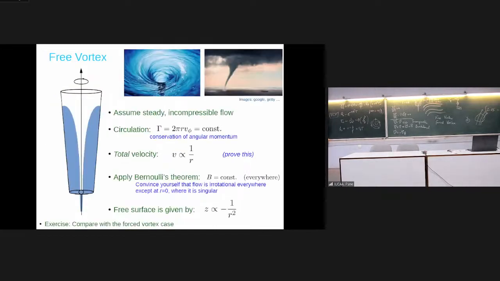So what is the circulation about this axis? Simply 2 pi r times v phi, whatever is the v phi. That must be a constant. Yeah, that is a constant. You can see that the v phi, your azimuthal velocity, must go as 1 over r.